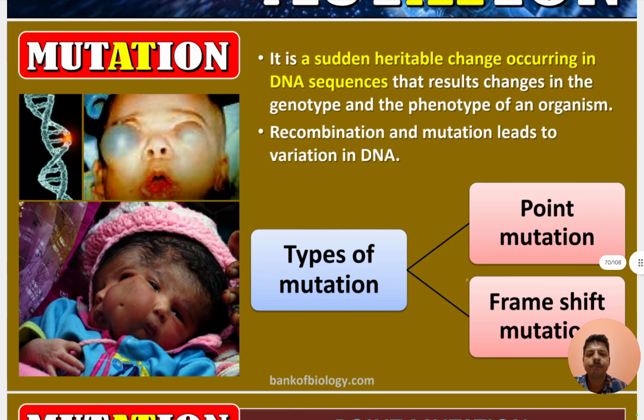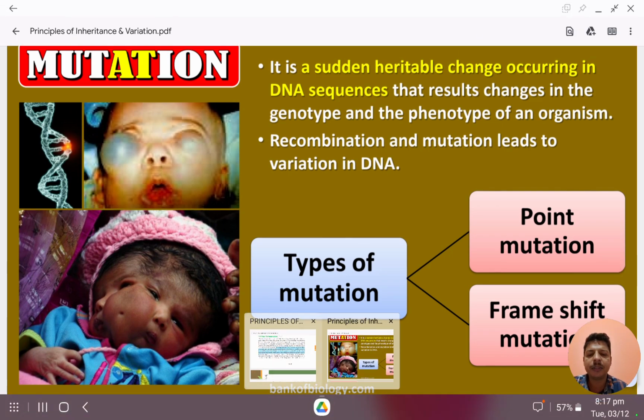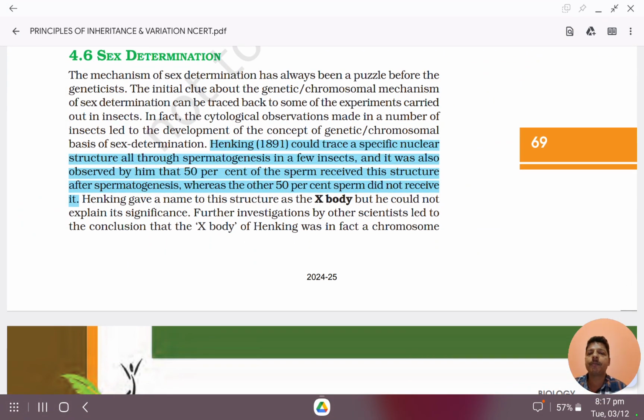Mutation. Before starting this, let's see what the PDF says, what NCERT says. Sex determination, same points are given. Henking, 1891, and who gave the term X body? Remember, a question was asked on this.